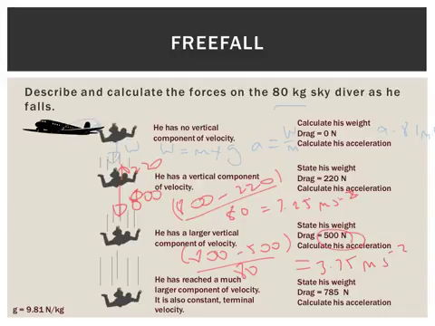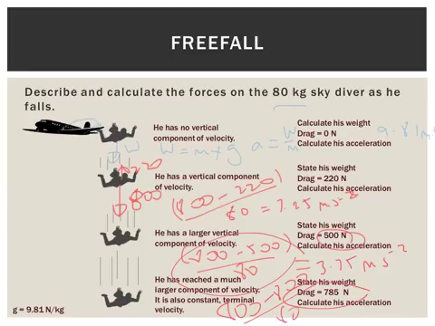And then the last thing is when your drag effectively equals your weight, then you no longer have this resultant force. You have 800 minus 800, and divide that by 80, you get no acceleration. That's your terminal velocity.